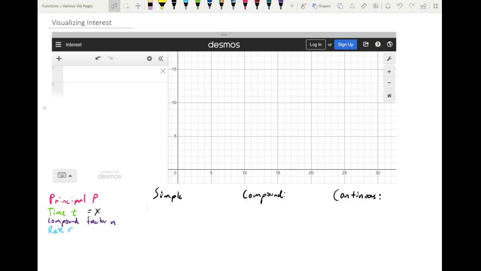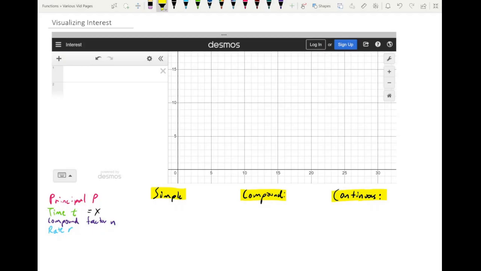Hey everybody, this video is made to give you some high-level, big-picture intuition about the differences between the three common types of interest: simple, compounding, continuous, and just some intuition about interest in general that will be delivered without getting bogged down in these nitty-gritty calculations.